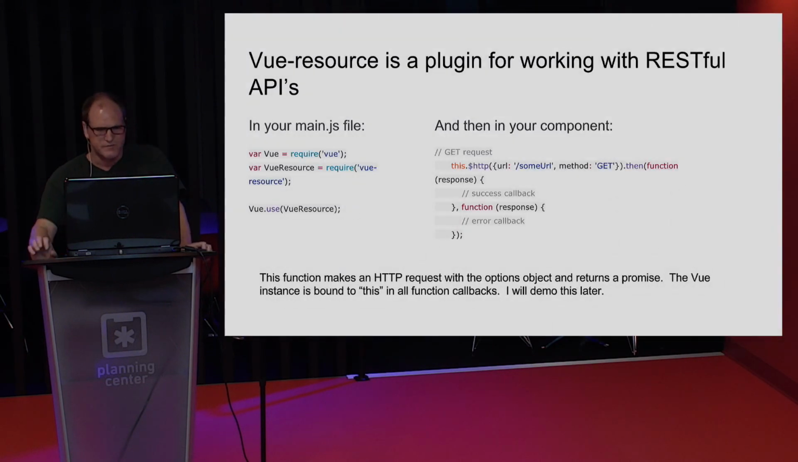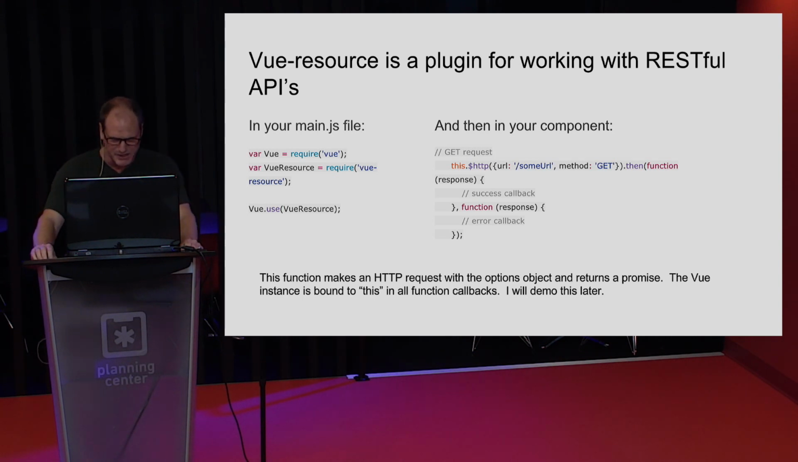Vue Resource. So Vue Resource is another plugin that's really powerful and really easy to use. It's the plugin that was developed to work with Vue, to work with RESTful APIs. Again, you just require it and use it in your main.js file. And then, unlike Angular, where you have to inject the HTTP service as a dependency into your modules and so forth, this one, it's just there and you just use it.